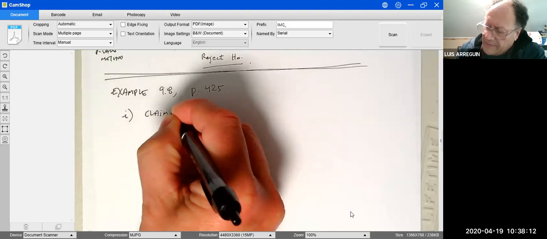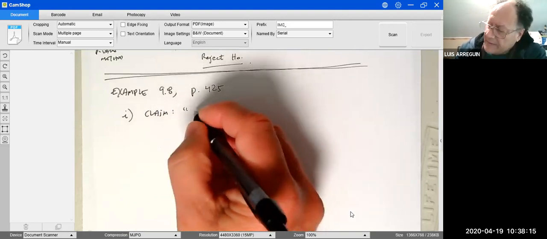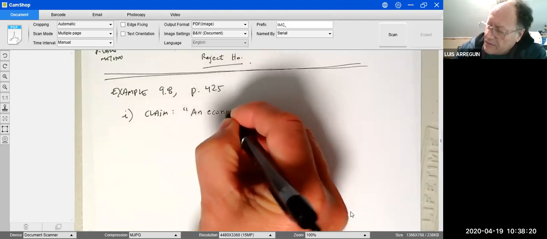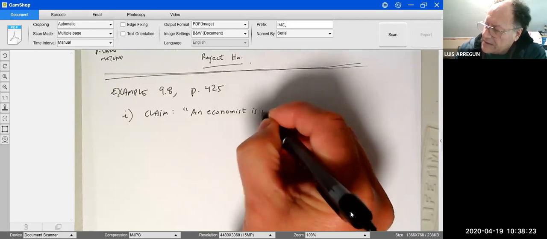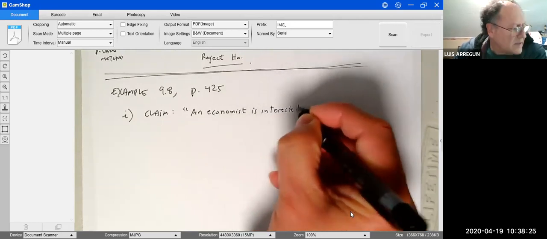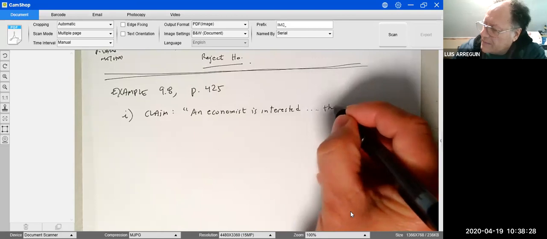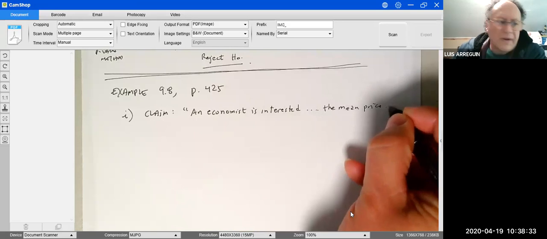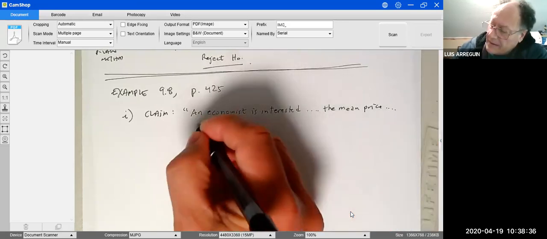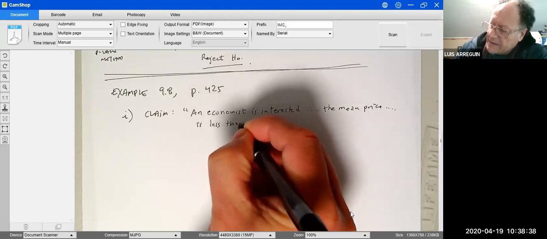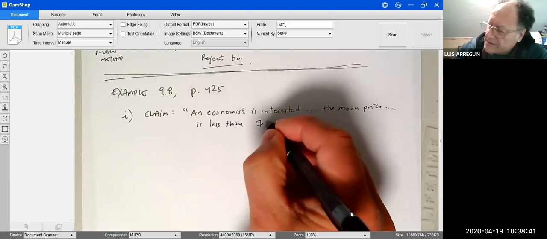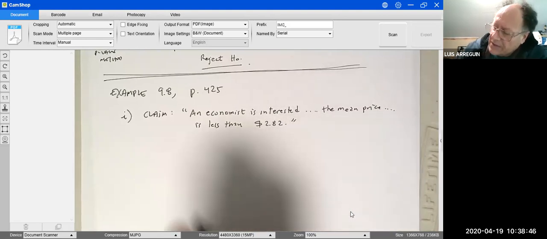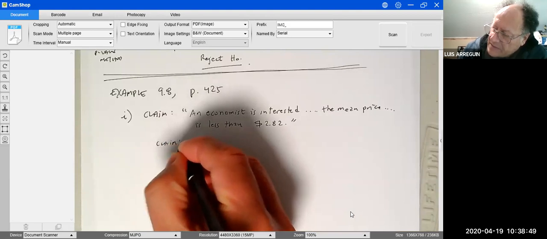So the claim, again, if you read carefully the problem, is the sentence that says an economist is interested in the mean price of the gasoline is less than $2.82. So that's the claim, but we need to write the claim by using symbols.